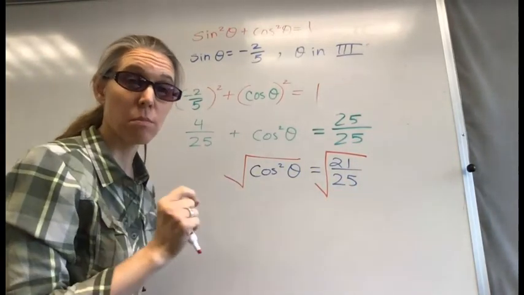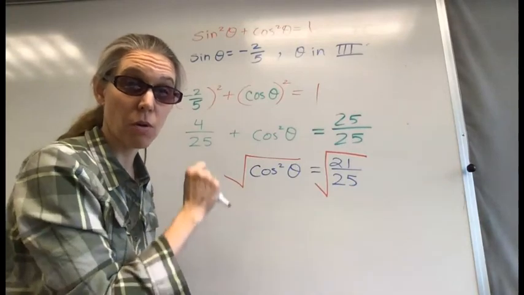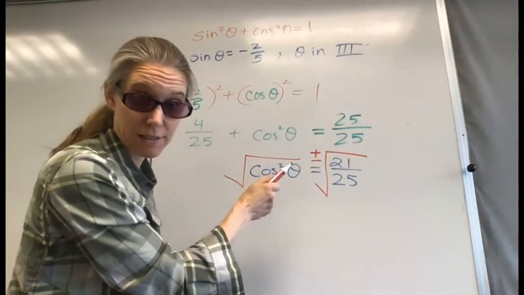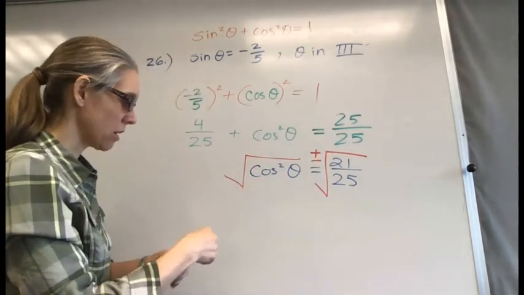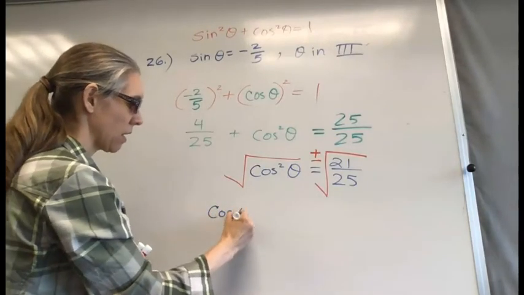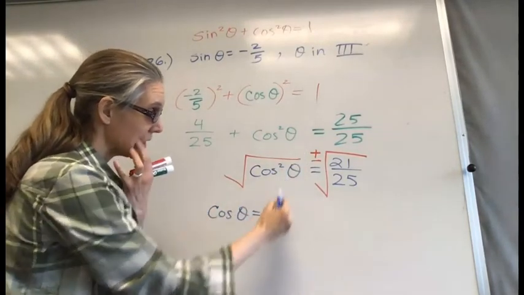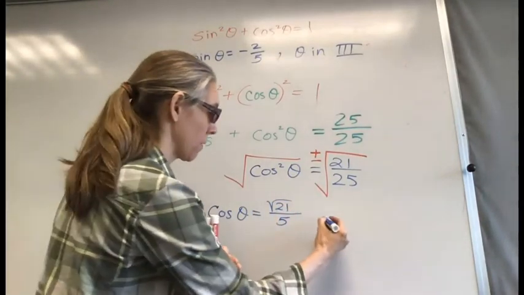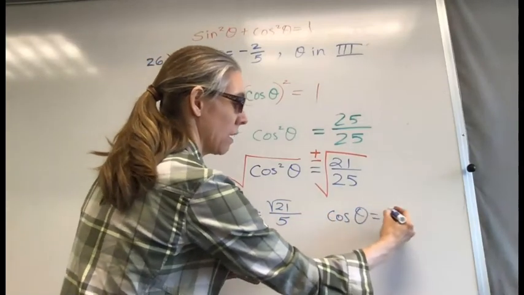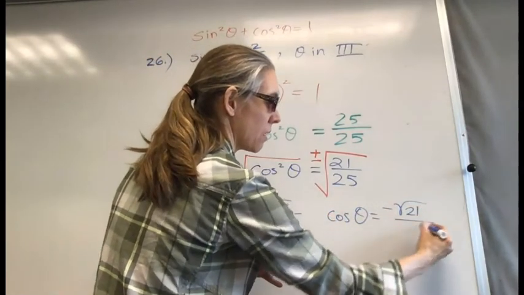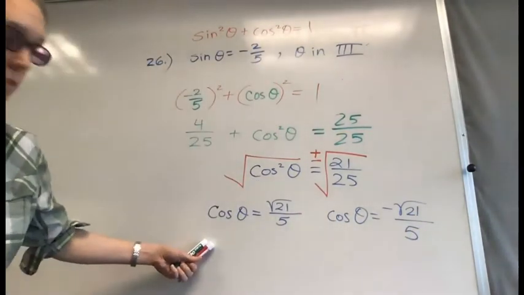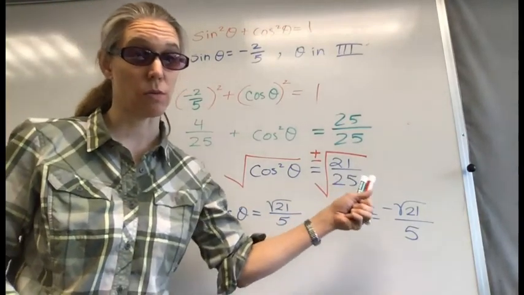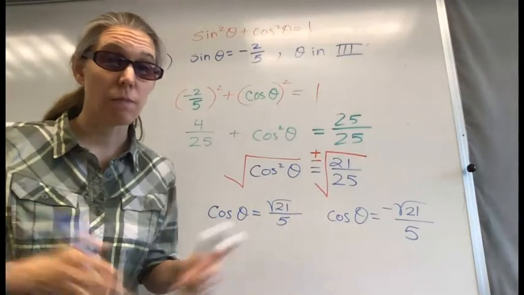And secondly, remember that when you take the square root of both sides, you also have to add plus or minus. That's very important. So the question is: is the cosine of theta equal to the positive one, the square root of 21 over 5, or is the cosine of theta equal to negative square root of 21 over 5? How do we know?